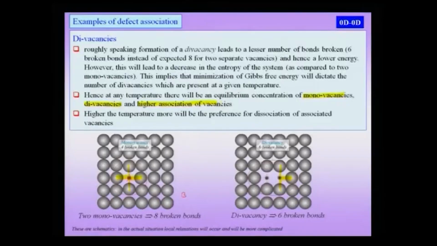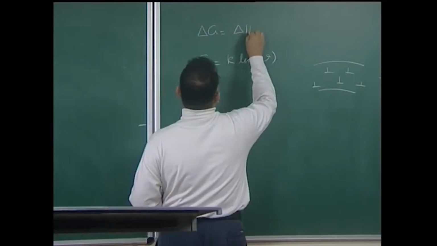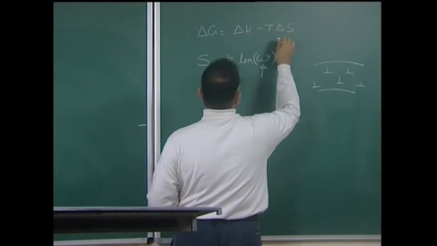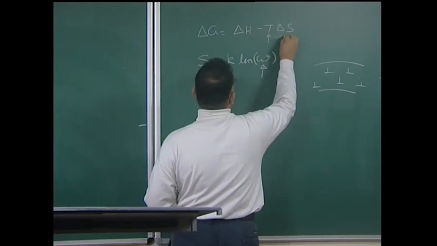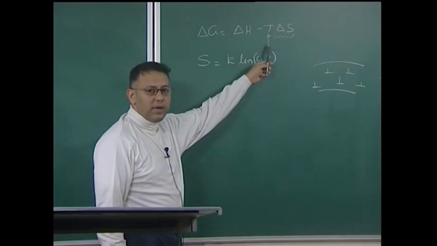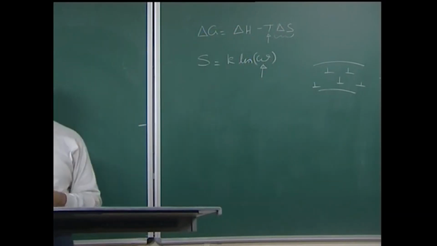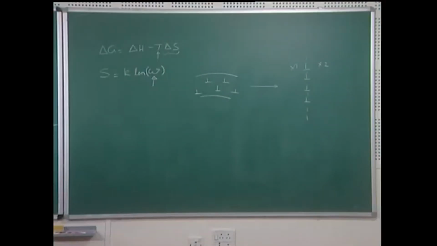And therefore, if I increase the temperature further, there will be more preference for dissociation of these associated vacancies, and the reason is very obvious, because of the function which is going to dictate my stability. The term which is going to dominate at high temperature is the entropy term because of the weighing factor of temperature, and therefore, at higher temperature you will have a tendency for these di-vacancies to more and more dissociate, and at lower temperature you may have more and more association of these di-vacancies, as di-vacancies are costly in terms of the entropy.